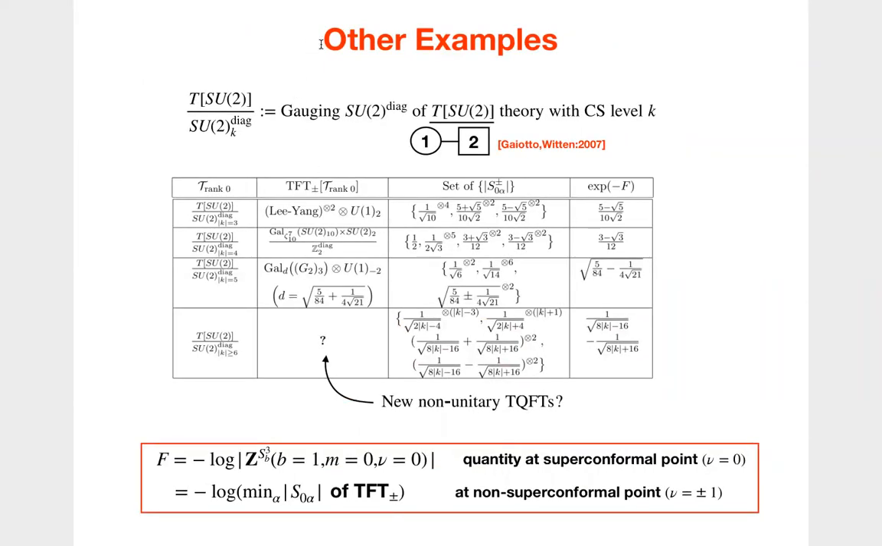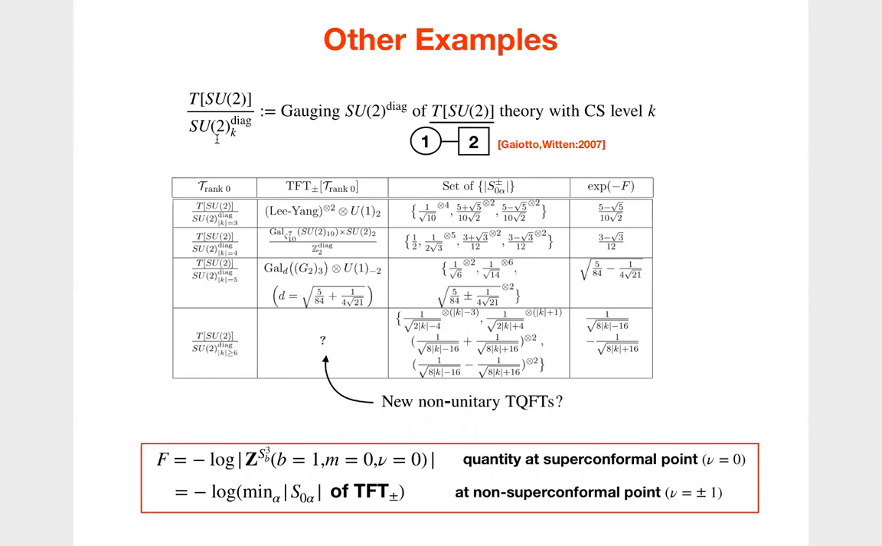There are lots of examples of rank zero CFTs. One example is the 3D N equal 4 CFT obtained by gauging the diagonal SU(2) of the T[SU(2)] theory with Chern-Simons level k. The T[SU(2)] theory is given by a U(1) gauge theory coupled to two fundamental hypers. The theory has an SU(2) symmetry and also another SU(2) symmetry, acting on the Coulomb branch and the Higgs branch. And we are gauging the diagonal subgroup of these two SU(2)s with Chern-Simons level k. Then the resulting theory, after gauging, has the Coulomb branch and the Higgs branch all lifted, and this theory becomes a rank zero CFT.